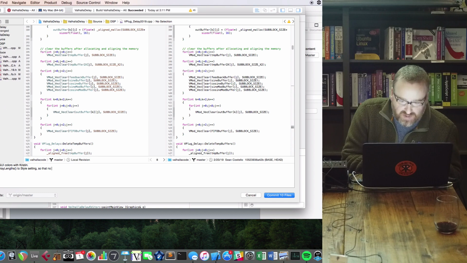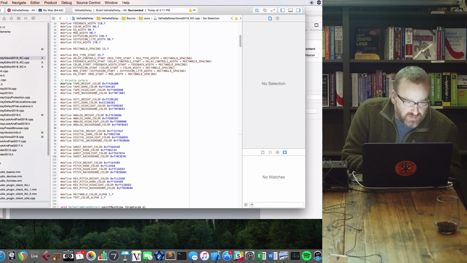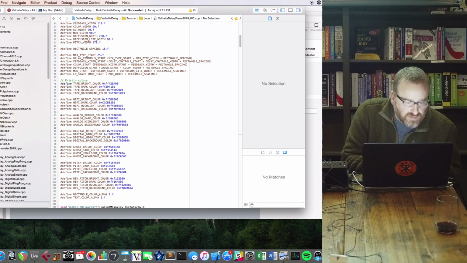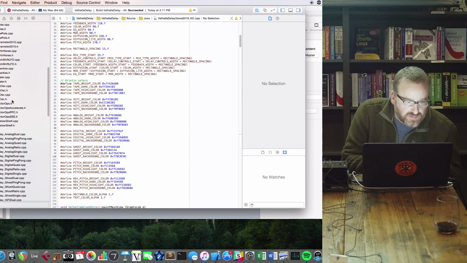Oh wait, I need to commit some files. I thought I did that. Well, I guess those libraries don't really have a lot of reverb. They have convolution and they have FFT, but they don't really have a lot of them.